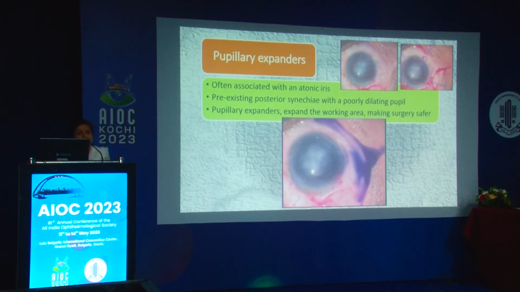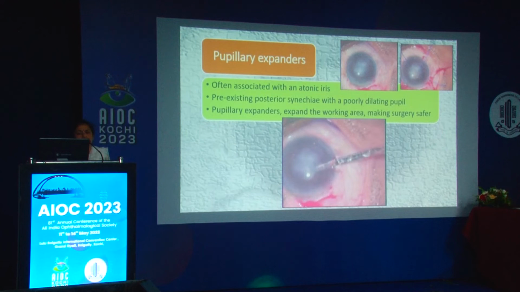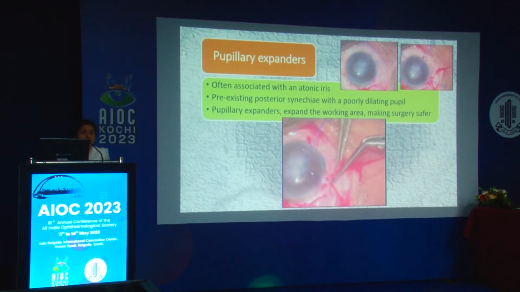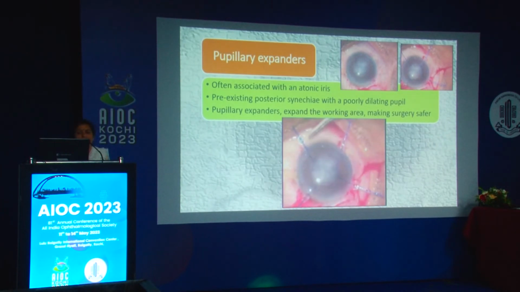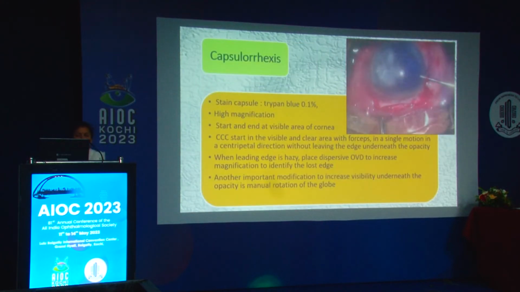Pupillary expanders are required in such cases because often there is an atonic iris, pre-existing posterior synechiae, and a poorly dilated pupil. So pupillary expanders not only expand the working area, but they can expand the pupil beyond the corneal opacity, so that the visibility is increased, and enhanced visibility provides good surgical steps with fewer complications.